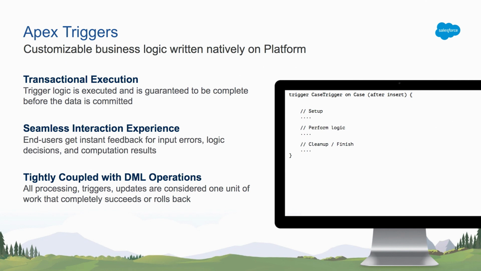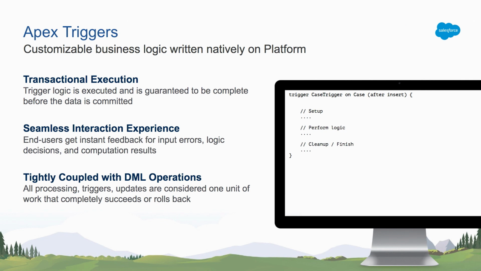You don't want data to be committed in a poor state where you have to go back, redo it, clean it up, change it later. You want all that validation and those related objects to be updated in the same transaction as that parent update. And so Apex triggers are great for that.